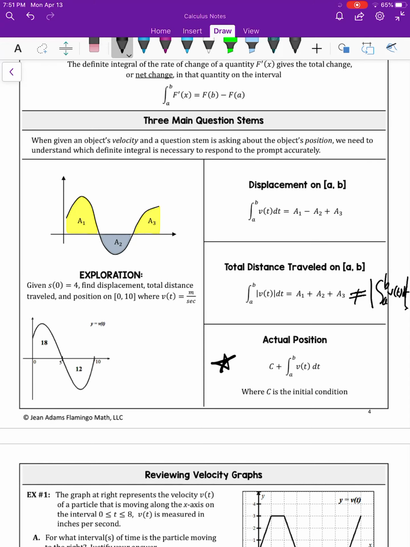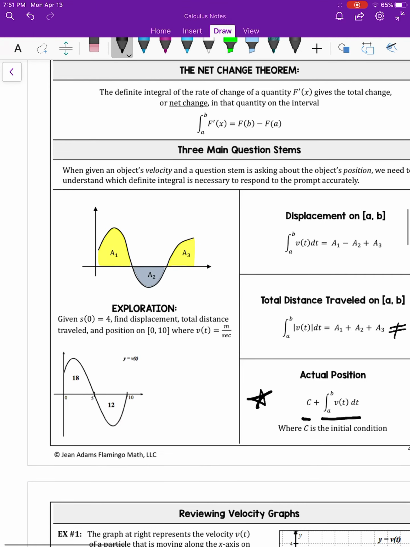And then your actual position. This is the one that we focus on. I'm pretty sure it's in this lesson. It's either this one or the next one that we are given an initial condition. And so to find the actual position, we would take the initial position plus the displacement. And that would give us the actual position at the end of that time frame.